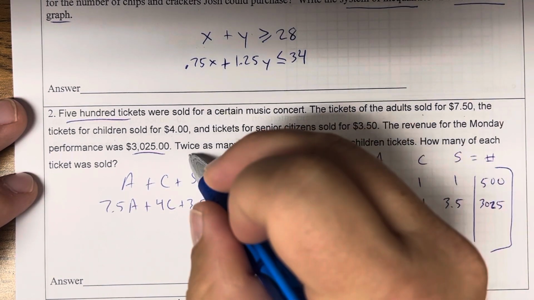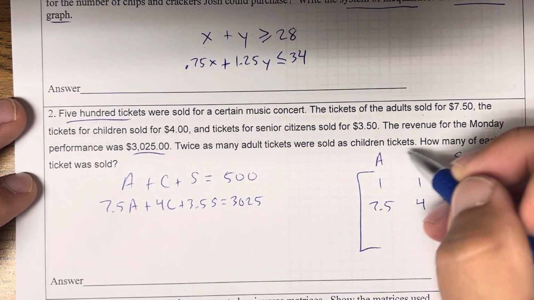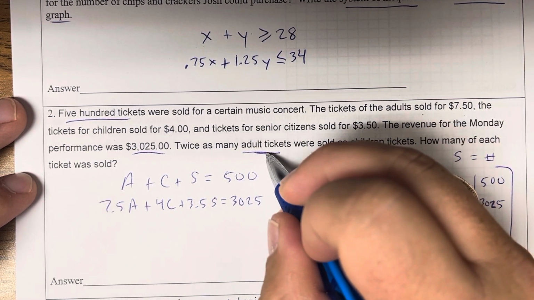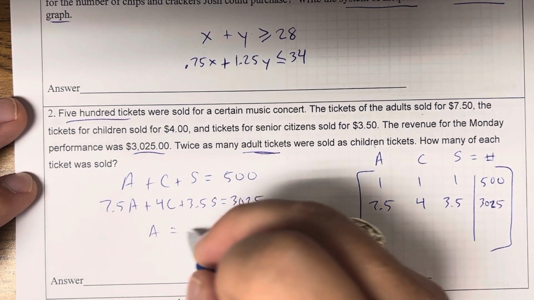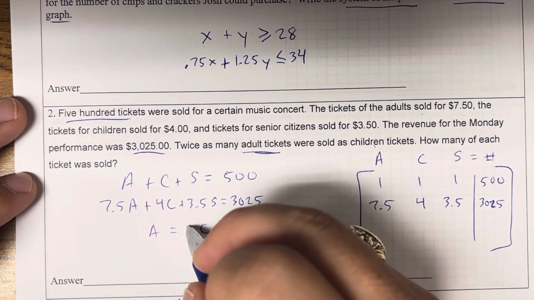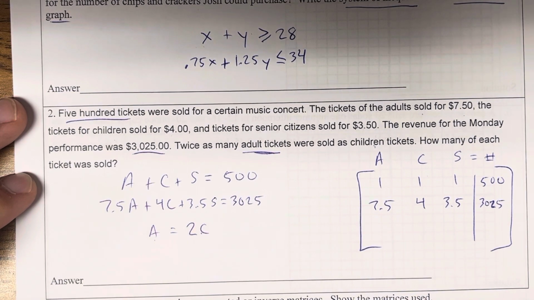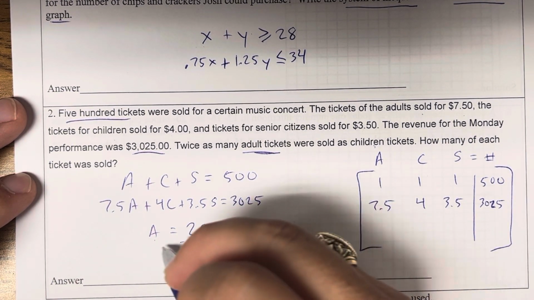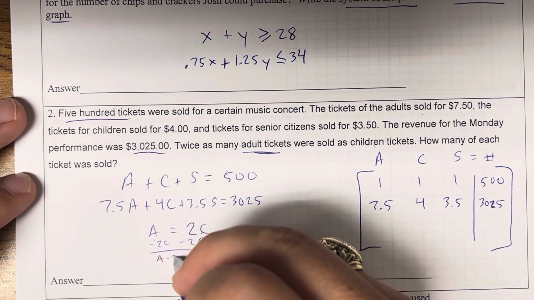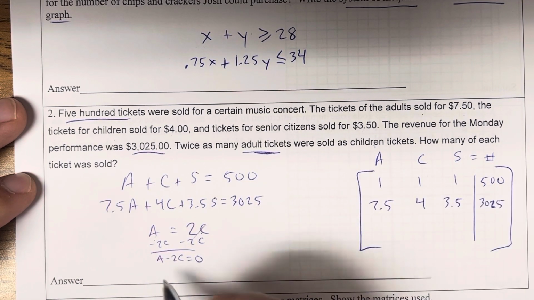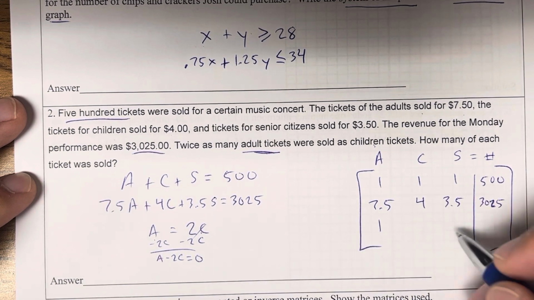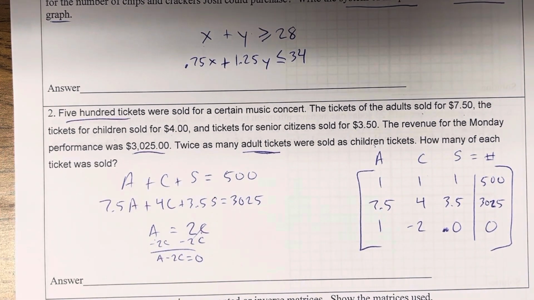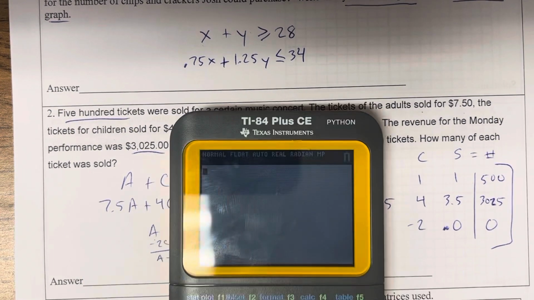And then lastly, twice as many adult tickets were sold as children. So more adults, and for every one child, there are two adults. So for every one child, we multiply by 2 to get how many adults there were. We've got to move one of these over to get it matrix ready. It doesn't matter which one; I'll just move over the C. So A minus 2C is equal to 0. My A value is 1, my C is -2, my S is 0, and my answer is 0. Now it's ready to put in the calculator.